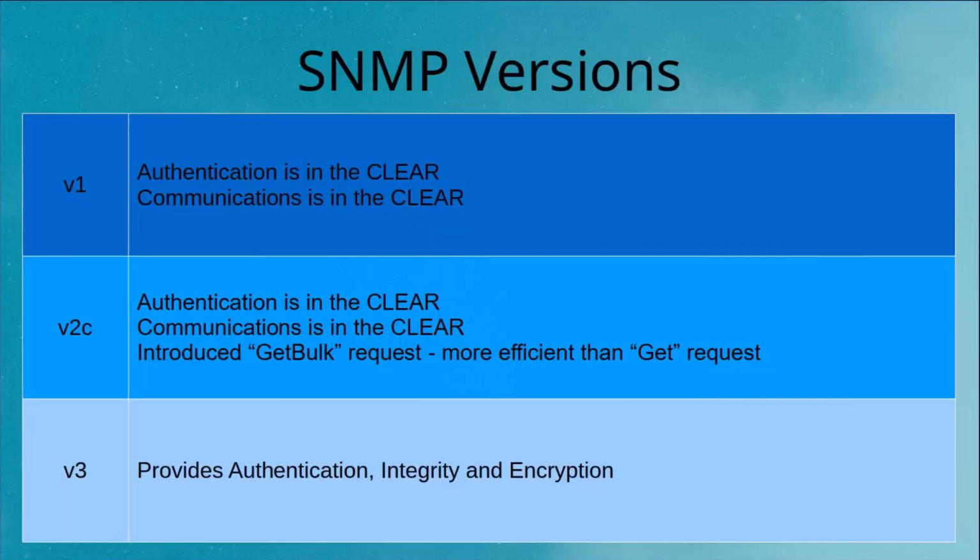There are 3 versions of SNMP. Version 3 provides authentication, integrity, and encryption. Versions 1 and 2 do not. For that reason, use version 3. Version 2 should have very limited use. Version 1 should not be used.